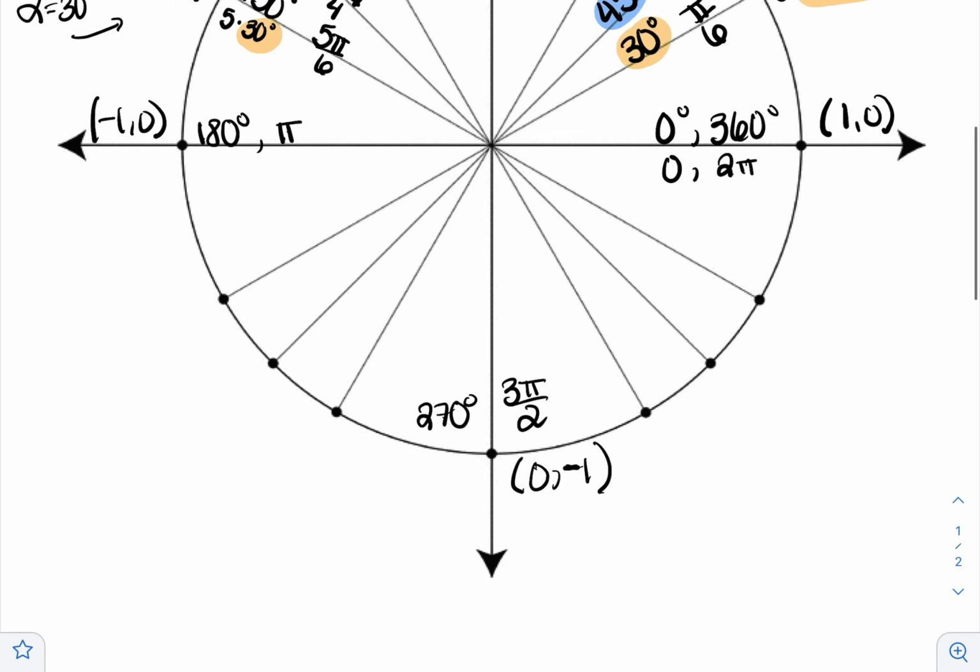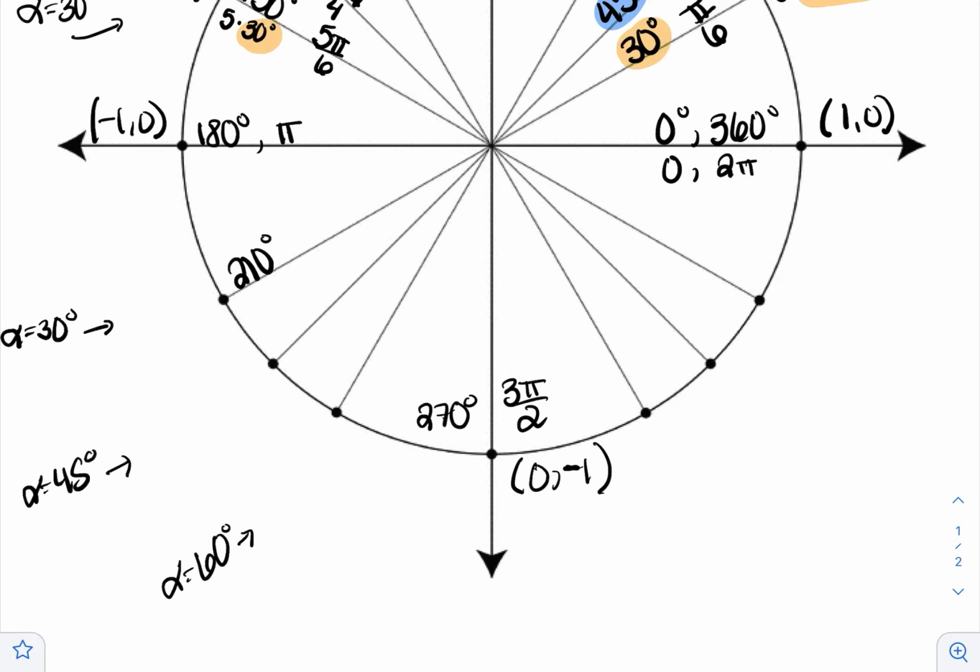Let's do it for quadrant 3. The first one is going to have a reference angle of 30. The second will have a reference angle of 45. And the last will have a reference angle of 60. So now I'm adding from 180. 180 plus 30 is 210 degrees. 180 plus 45 is 225. And 180 plus 60 is 240.